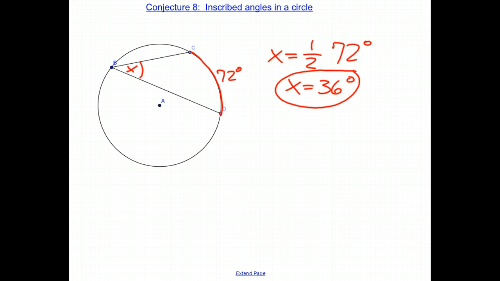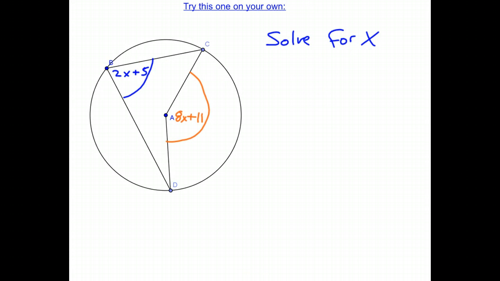Well, now that I've shown you an example, and I've walked you through the proof of conjecture 8, how about you try a few examples on your own? So for this problem here, you will need to use what you know and what we've proven about inscribed angles in order to solve for X.